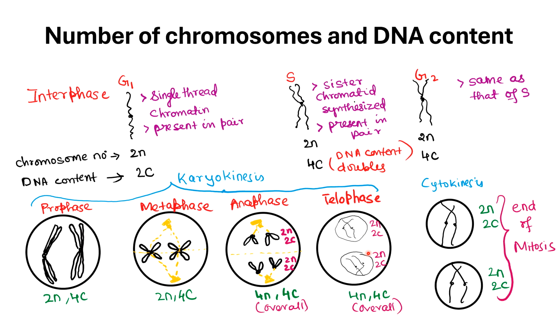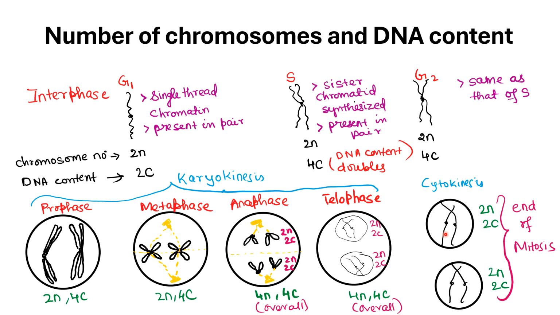Similarly, if we see telophase, we also have the same condition. That's why in certain cells in which there is division of the nucleus but no division of the cytoplasm, we get a multinucleate condition. We have read about the syncytium, right? So this is all about what happens in karyokinesis.